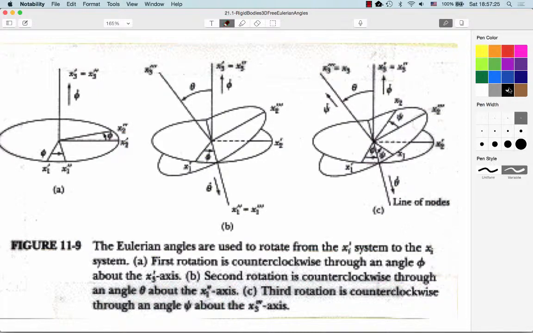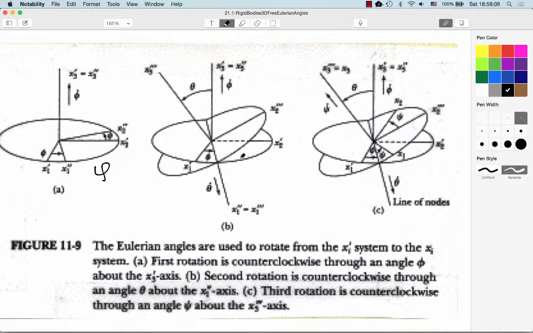I did that mostly because I wanted to steal this picture here, which I then blew up a little too big, so I'll try to tell you what you're seeing. We start out with our x1 prime and x2 prime axes. The first prescription is that we rotate our coordinate system through some angle phi about the x3 prime axis. So the new x3 double prime will be the old x3 prime, but then this is my new x1 prime and my new x2 prime.